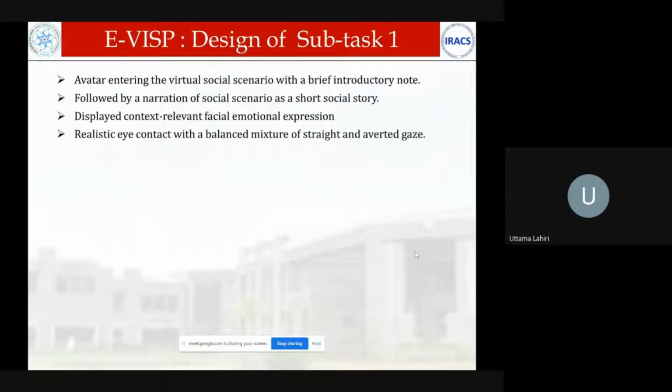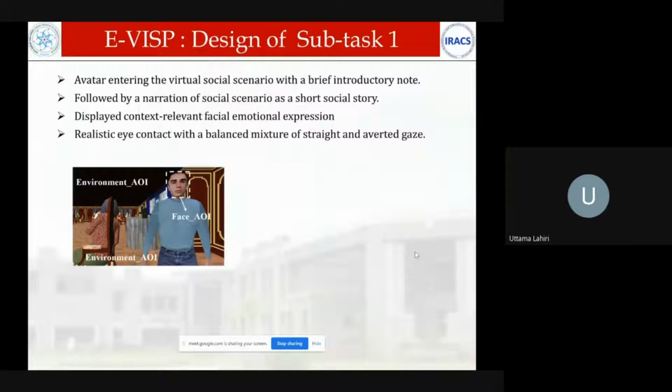And the averted gaze is one where I'm not at all looking towards the face, but I'm looking everywhere without the face of the communicator. So obviously both are extremes. So it is a balanced mixture. So there is a 30-70 rule by Colburn et al. So the 30-70 rule helps in designing the normal, which is the balanced mixture of straight and averted gaze. So this was the stimulus.